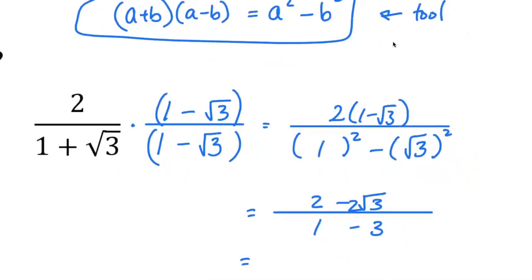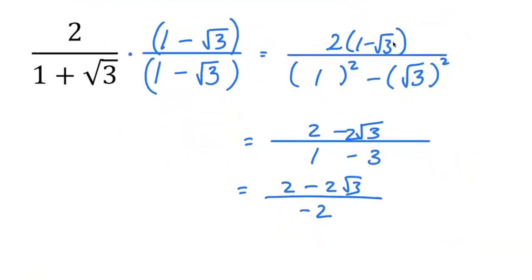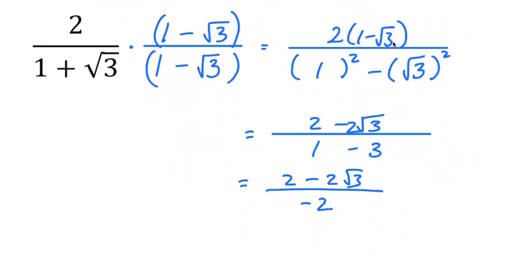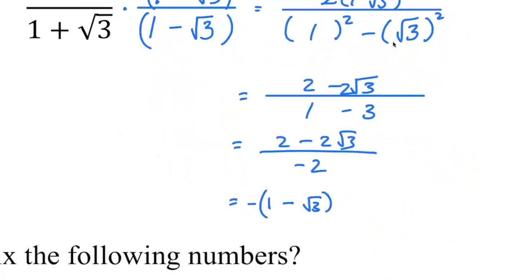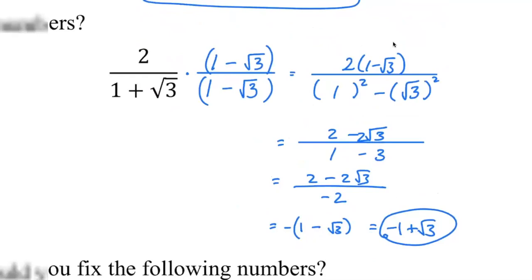And that's how we can simplify, or rationalize, the fraction so that there's no more square root in the denominator. And hopefully the 2's are getting your attention, and we will simplify it. So you would have the negative of 1 minus root 3, which brings us to negative 1 plus root 3 as our final answer.